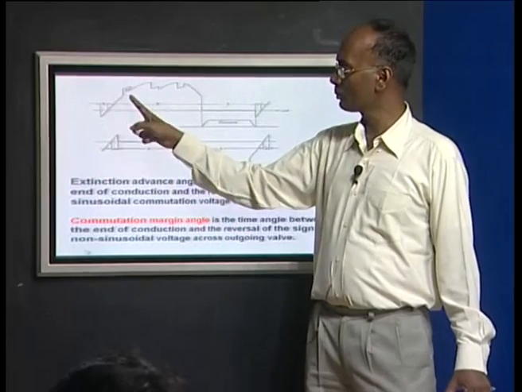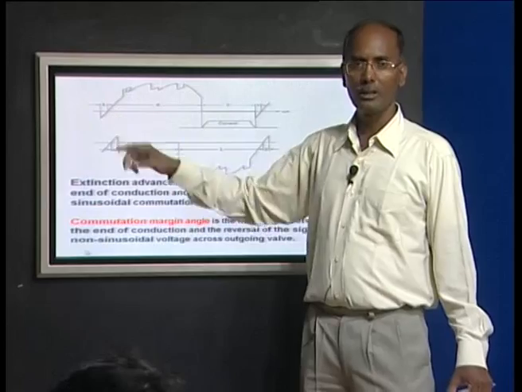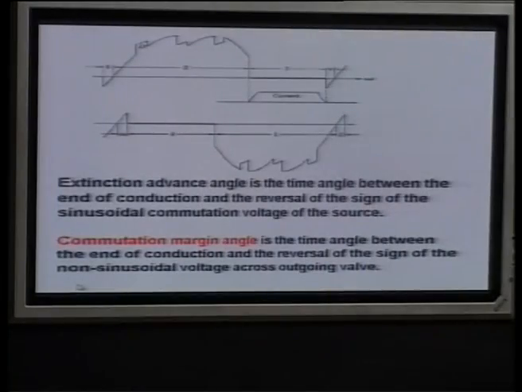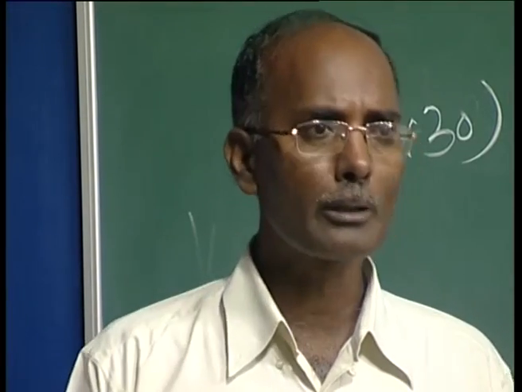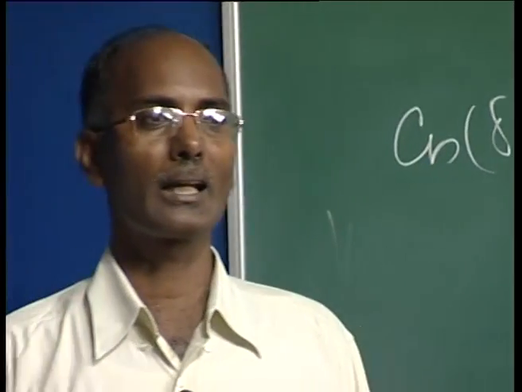There is a possibility, due to the jumps or an incomplete commutation, that the valve which was conducting will continue to conduct, and that is called commutation failure. That is why the inverter circuit is very, very prone to commutation failure. No doubt, a misfire can occur any time.